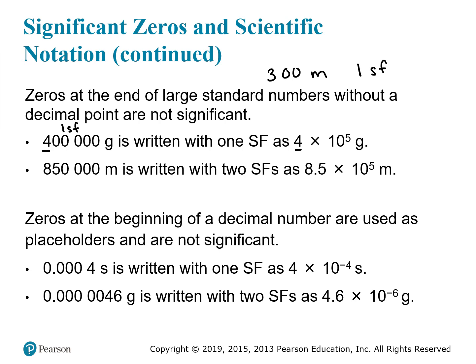With 850,000, we've got 2 significant figures, the 8 and the 5. And so that's how you would write it in scientific notation, 8.5 times 10 to the 5th. All those other zeros, they're just placeholders.